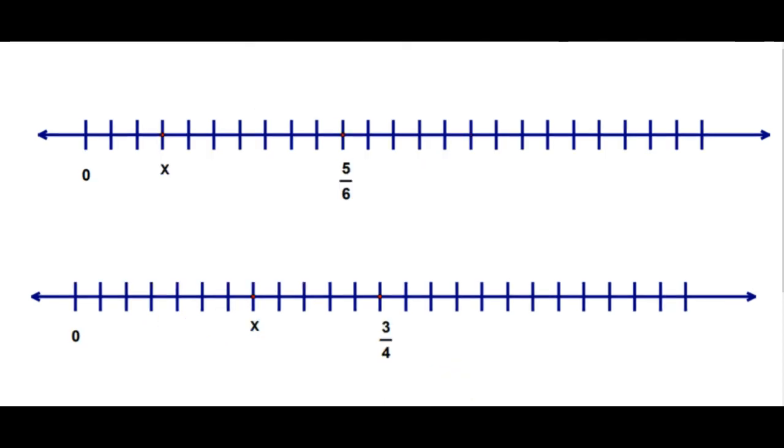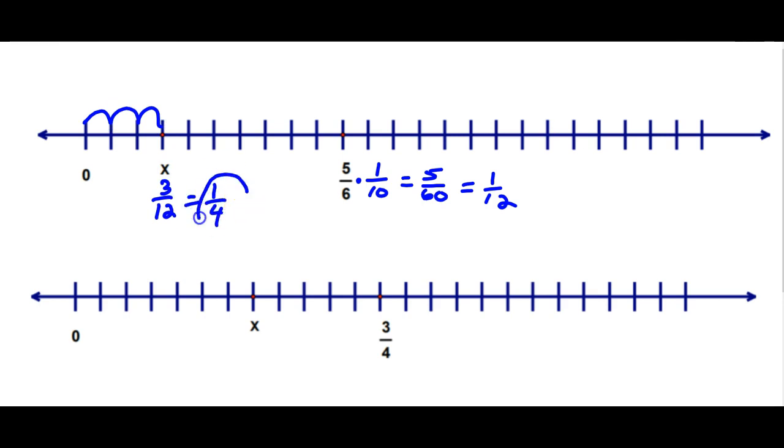Try these two out. So we've got 5/6. It's being divided up into how many pieces? 1, 2, 3, 4, 5, 6, 7, 8, 9, 10. So I'm going to say, what is 1/10 of 5/6? I get 5 over 60, which reduces to a 12th. So x is at 1, 2, 3/12, which reduces to 1/4. So wherever a whole is, x is 1/4 of a whole. And then this location is 5/6 of a whole.